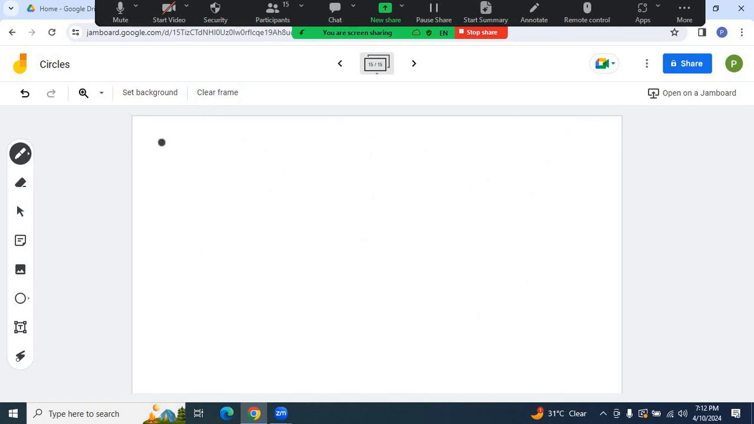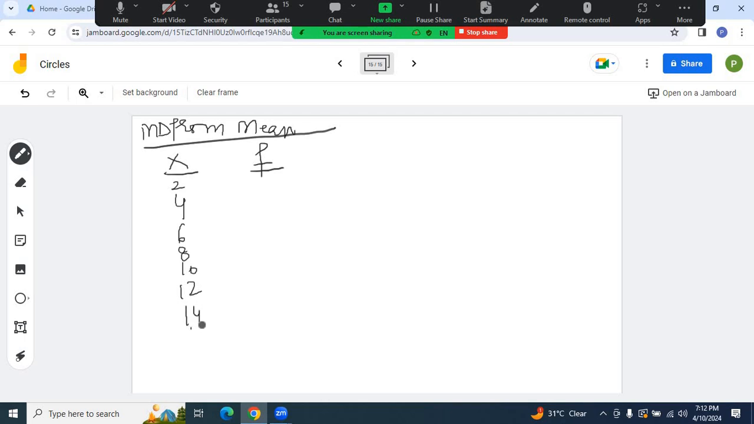I want to calculate mean deviation from mean. So we have observations and frequency. So we have 2, 4, 6, 8. I'll take an easy question. 10, 12, 14, 16. I have frequency 2, 2, 4, 5, 3, 2, 1, 1.